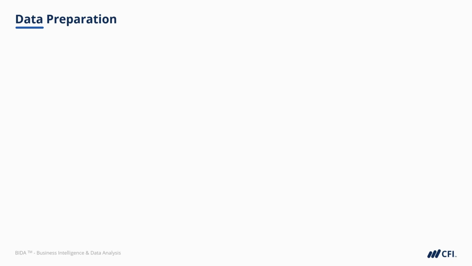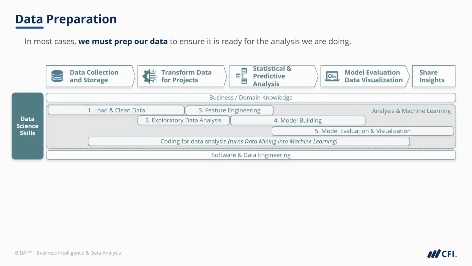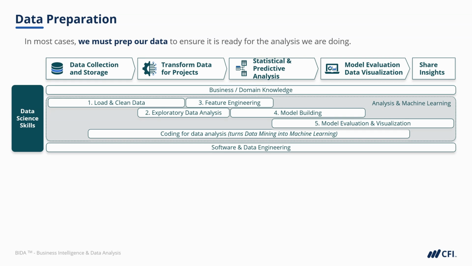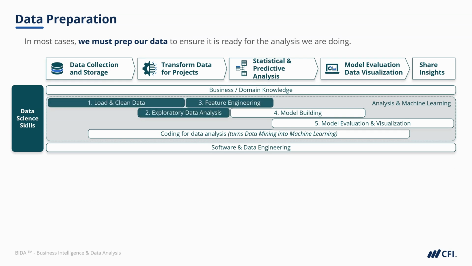Now that you understand the basics of both regression and classification, it's important for us to consider where the data comes from to solve those problems. In most cases, we have to prep our data to ensure it's ready for the analysis we're doing. If you've ever heard the expression "garbage in, garbage out," that's exactly what this is. We need to make sure the data going into our models is of high quality to ensure we get quality results. Within our machine learning process, data preparation really is these first 3 steps.